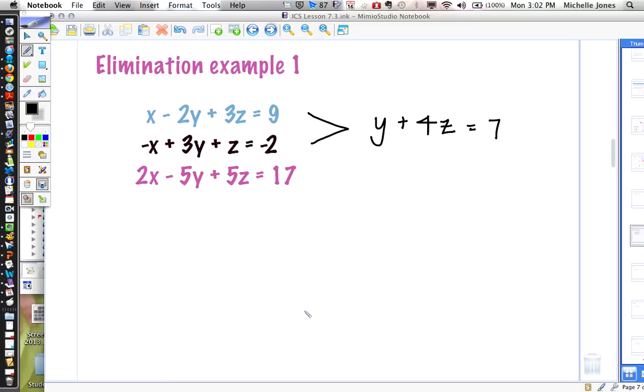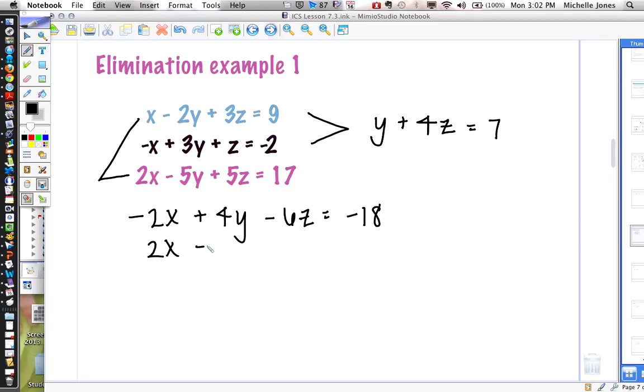Now we have to use the equation we haven't used yet. So let's go ahead and grab that purple one. And we're going to use elimination to have that cancel with another one. So let's go ahead and use 1 and 3 again. So I'm going to multiply my first equation by -2. So again, -2x, a positive 4y, and -6z, and -18. And then I'm going to take my purple equation and I'm going to go ahead and add them together.